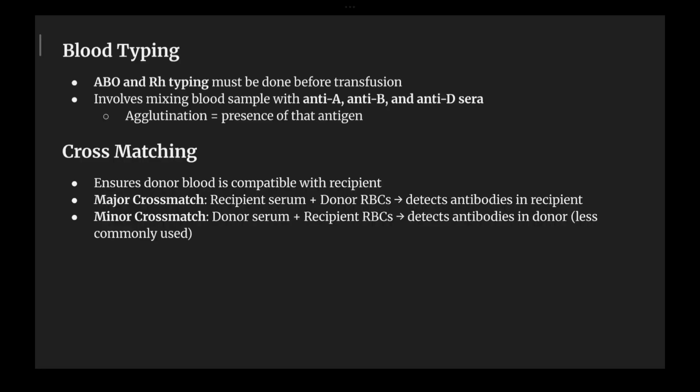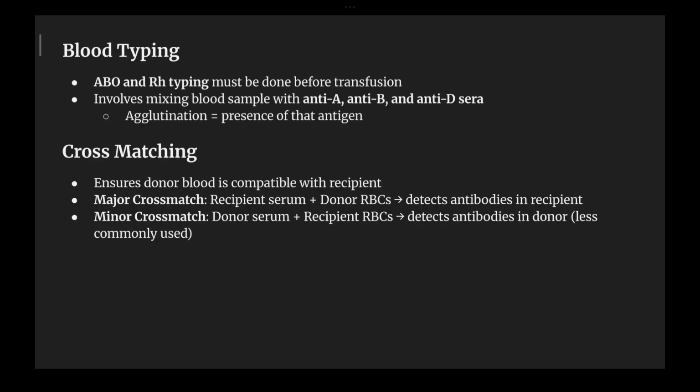How is blood typing done? Blood typing is a diagnostic method conducted in the laboratory before blood collection, blood transfusion, or blood sampling is done. Here, ABO and Rh typing must be done before the transfusion occurs. It involves mixing the blood samples with anti-A, anti-B, and anti-D sera. You put drops of anti-A, anti-B, and anti-D serum onto a drop of blood and check which blood group is present.